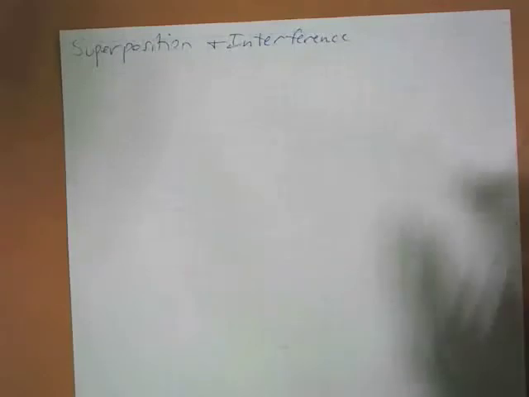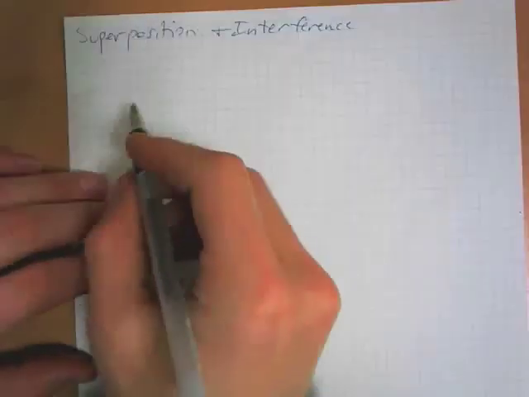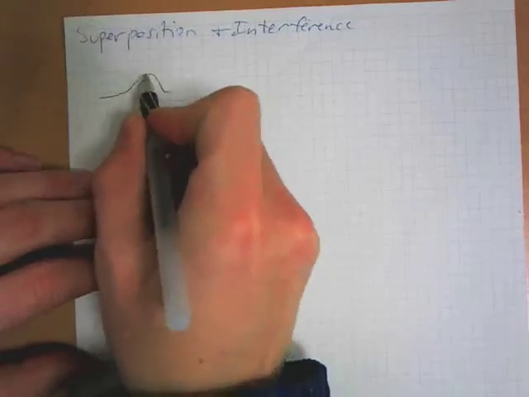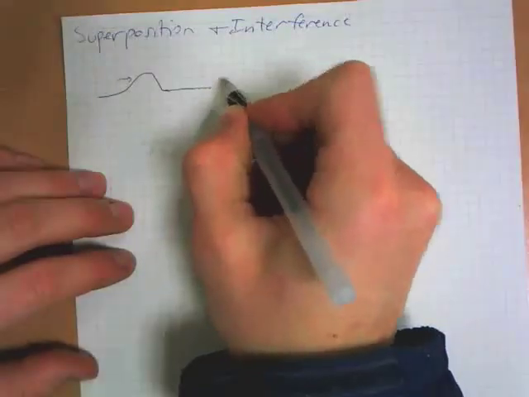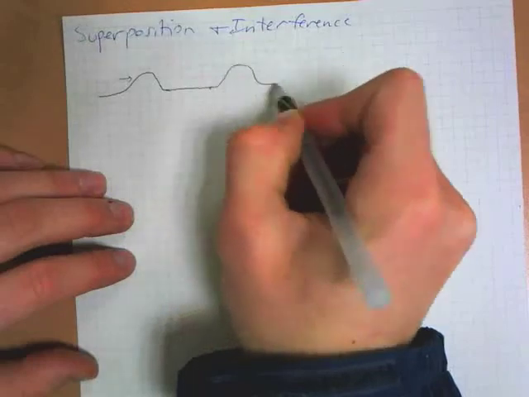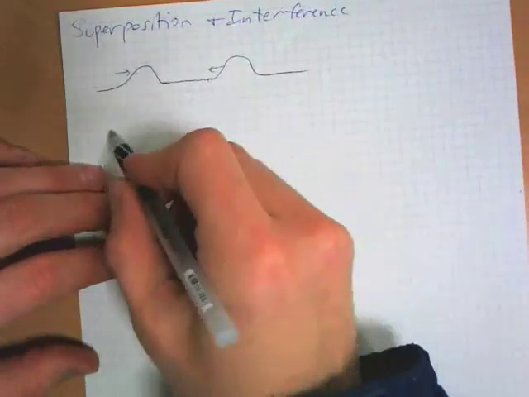When two waves meet each other, they interact. If we take the simple example of a wave on a string, say we have this wave heading to the right, and somebody has flicked this end of the string, and somebody else has flicked this end of the string, so we have these waves heading toward each other. When they meet, they add.